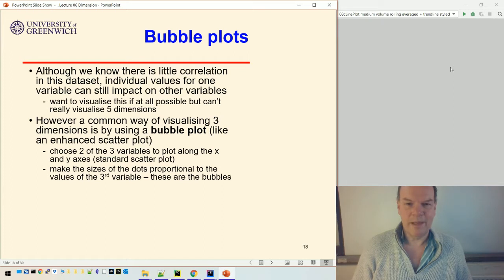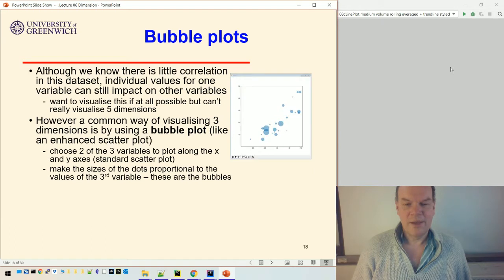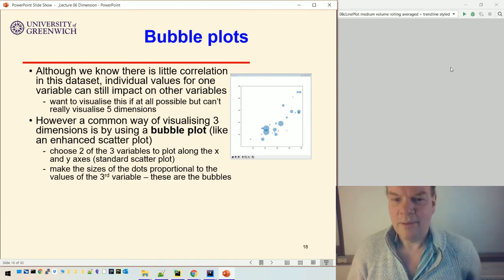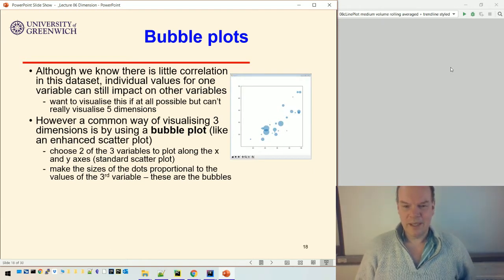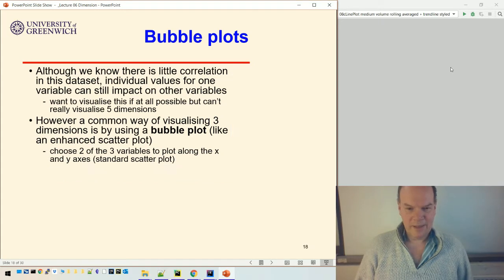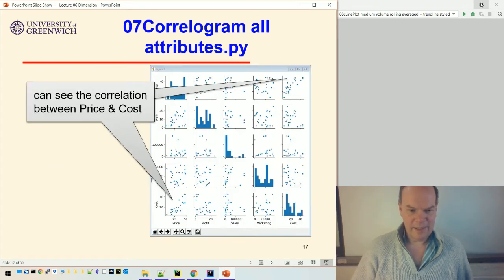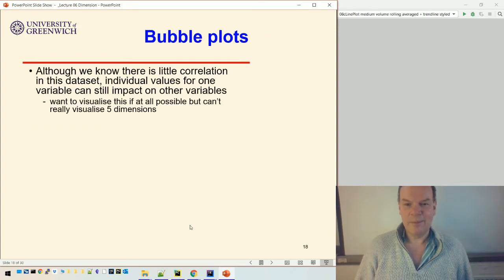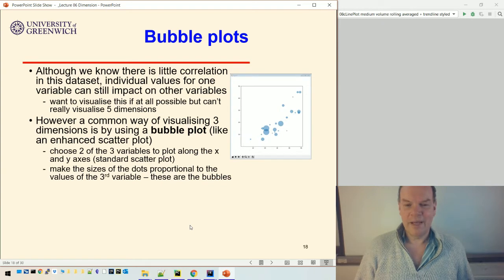So the bigger the size, the larger the value of that variable for that particular item. So that's a typical bubble plot. Okay, in fact, if I go back, I think it's this scatter plot, this particular one here. So it's cost versus price, but you can see that the bubbles here are conveying extra information about something else.